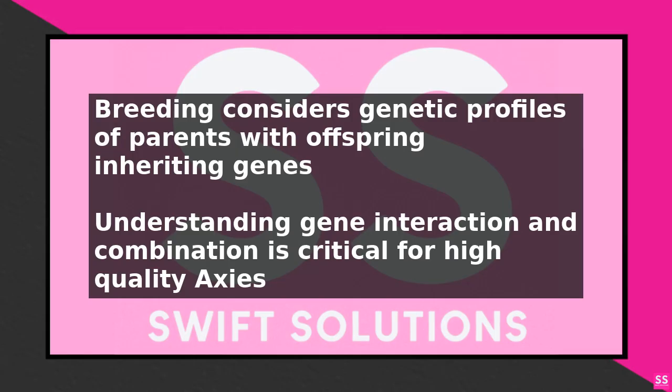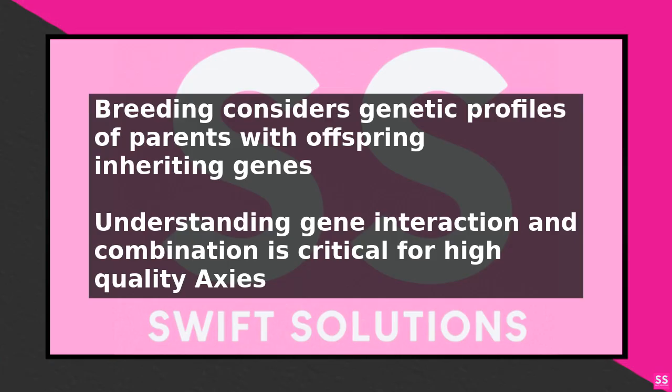Best practices for Axie genetics breakdown include understanding the genetic profile of your Axies, considering the traits and abilities you want to pass on to offspring, and breeding Axies with complementary genetic profiles. It is also crucial to keep track of the genetic profiles of your Axies and their offspring, as this will help you make informed breeding decisions.